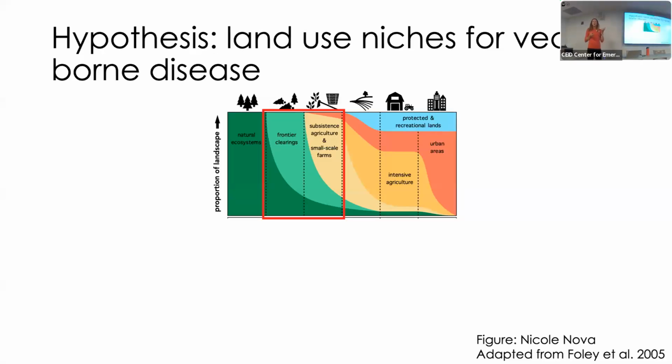So this work really inspired us to start thinking more broadly about how different types of land use change might promote different vector-borne diseases. And we came up with this hypothesis that there could be distinct land use niches for vector-borne disease transmission.